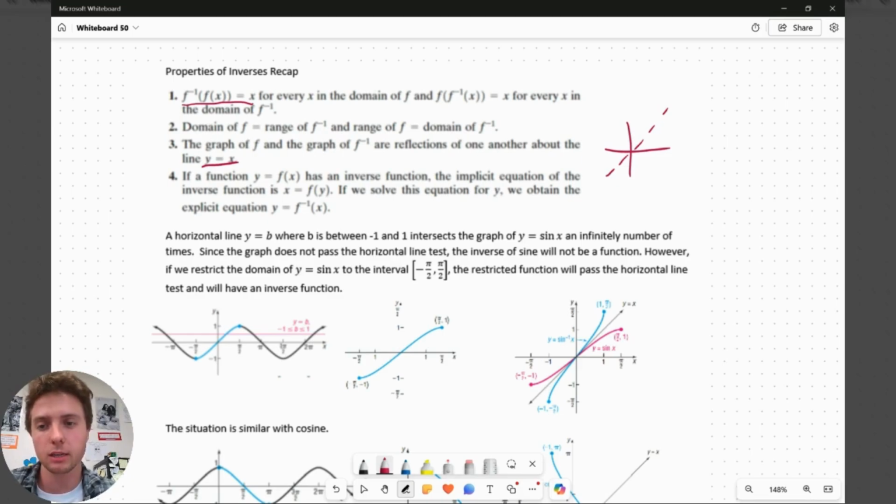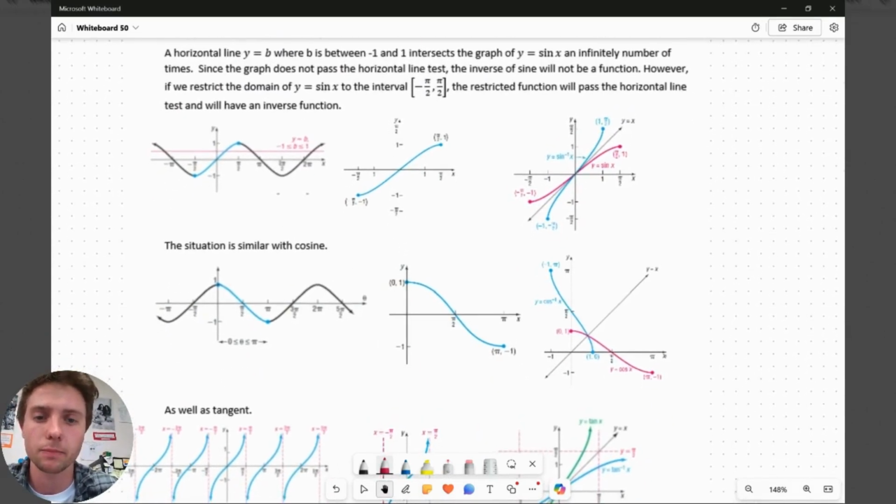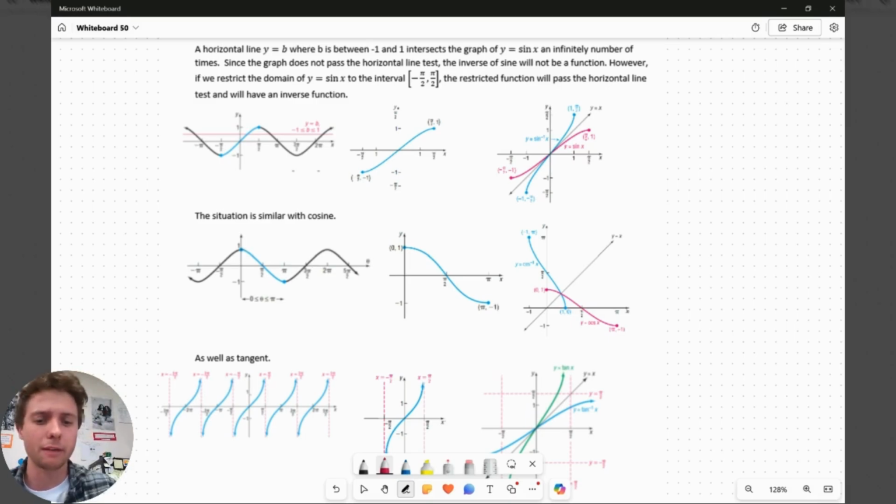Number 4 says if a function y equals f of x has an inverse, we get x equals that, right? So we switch the x and the y, is what we say. But then we always solve for y, and we can put it into our function notation to show the inverse. Okay, we'll look at all of this different stuff at some point, either in this video or the next video. So trig functions are really weird, because if you want to talk about a function for an inverse trig, you need to restrict the domain in order for it to work.